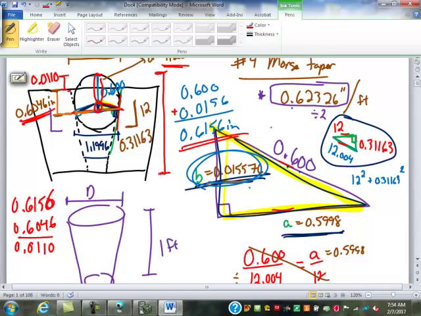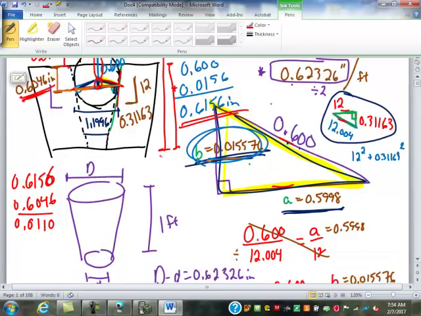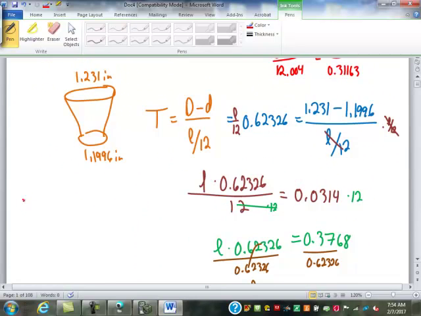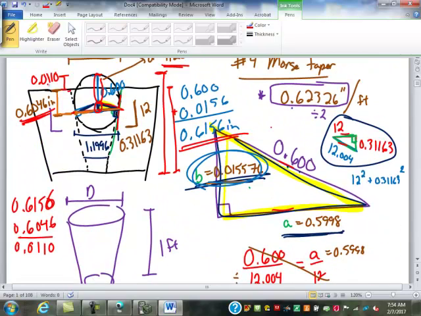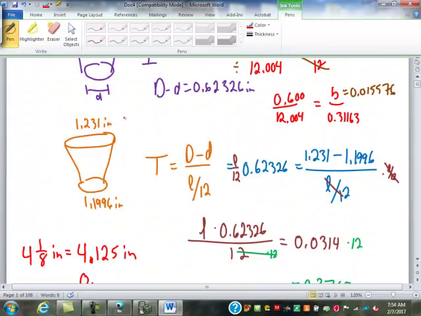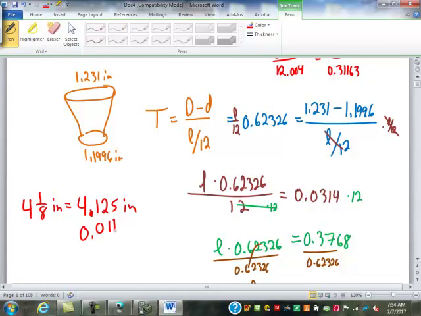So we're trying to get from the bottom of the block all the way up. What we're given for the height of the block itself is 4 1/8 inch. So 4 1/8 inch is 4.125 inches. We are going to add the 0.011 inches to that. So it's 4.136 inches.